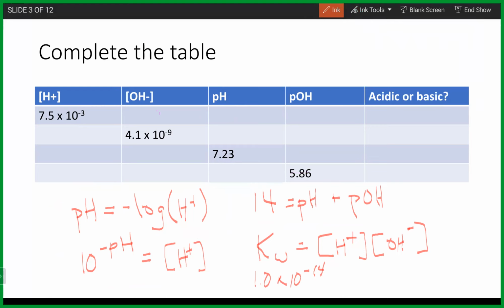Or we could have used the Kw equation, because we know what that Kw is equal to. In this case, we know what the hydrogen ion concentration is going to be. We could then figure out what the hydroxide ion concentration is going to be. And then we could use, whoops, not that equation, we could then just use this equation for both of those ions. It's just for the pOH, we'd plug in the hydroxide concentration.